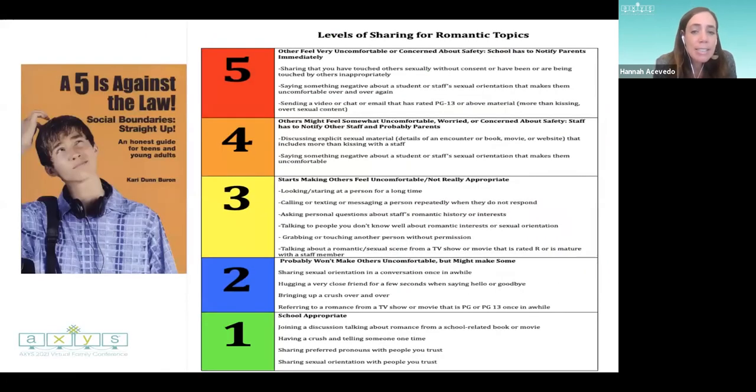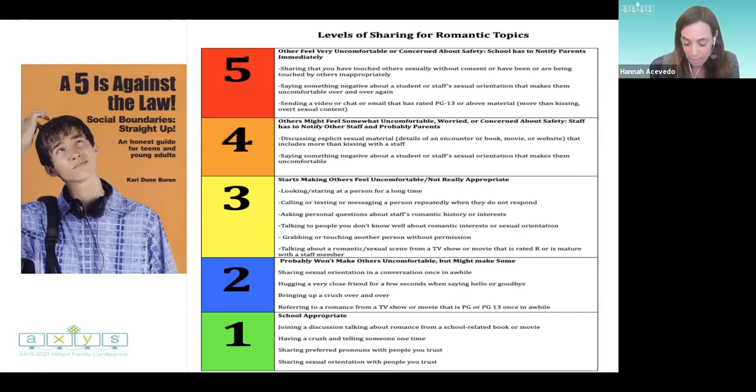And here is a more in-depth example of how we might use this to teach nuances, like teaching romantic topics, for example, like things you can say and not say. And this comes from a book called "The 5 is Against the Law" by Kari Dunn-Baran. And it's something that I use a bit with teenagers who are pretty verbal, but we might just do a little bit each day until we've kind of mapped out the whole 5, or a speech therapist or someone else might do that.